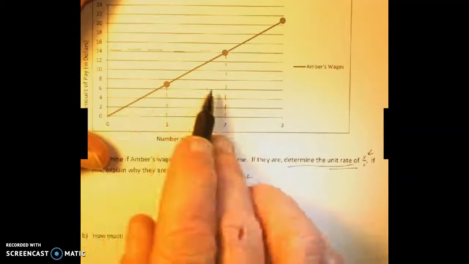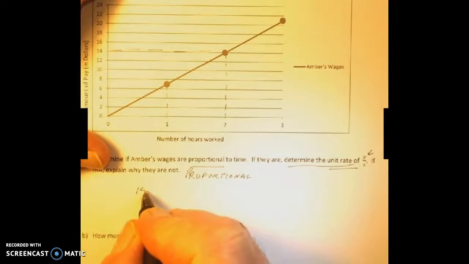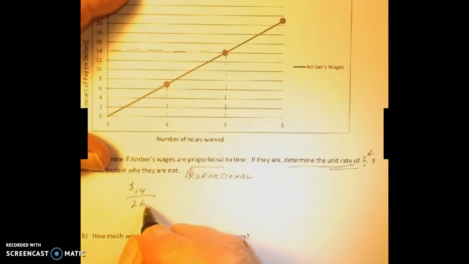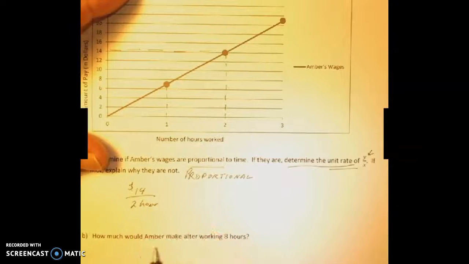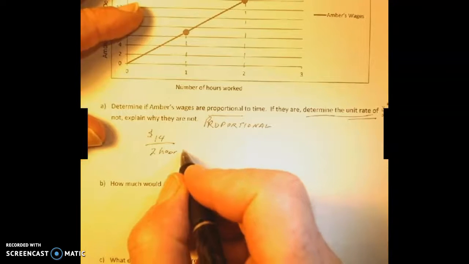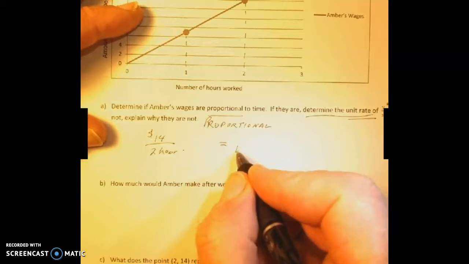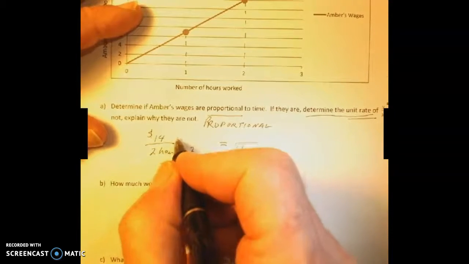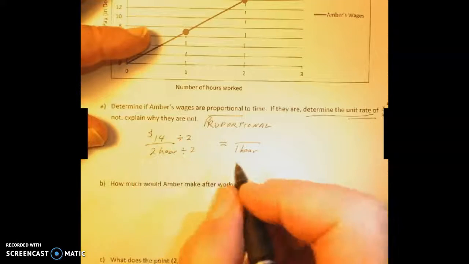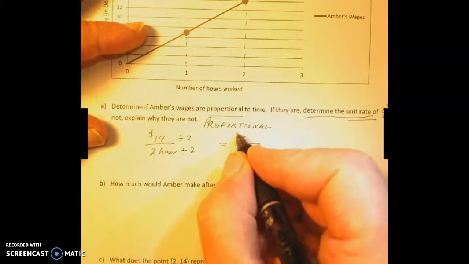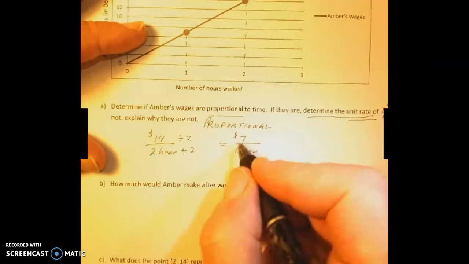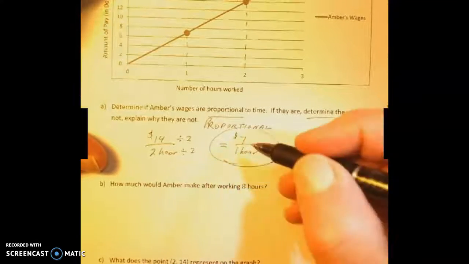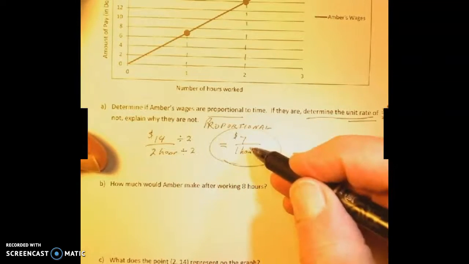The rate you have, y over x, she gets paid $14 for 2 hours of work. Change that into a unit rate. You want to know how much she gets paid in 1 hour. You need to divide by 2. Do the same thing to the top. 14 divided by 2 gives you $7 per hour. That is your unit rate. And again, labels matter on rates, so be sure you have that labeled, $7 per hour.